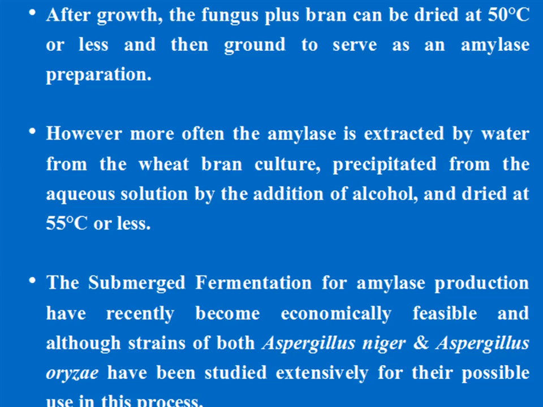However, more often the amylase is extracted by water from the wheat bran culture, precipitated from the aqueous solution by the addition of alcohol and dried at 55 degrees centigrade or less. The submerged fermentation for amylase production has recently become economically feasible, and strains of both Aspergillus niger and Aspergillus oryzae have been studied extensively for their possible use in this process.